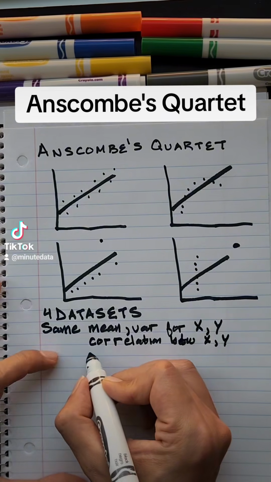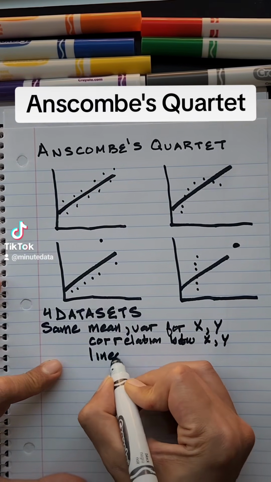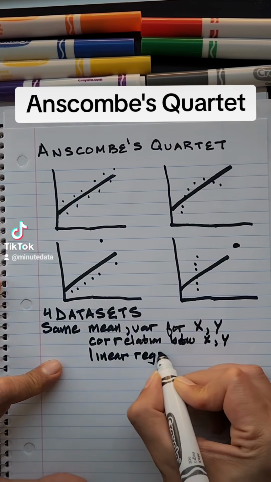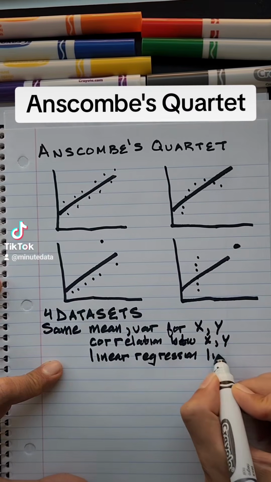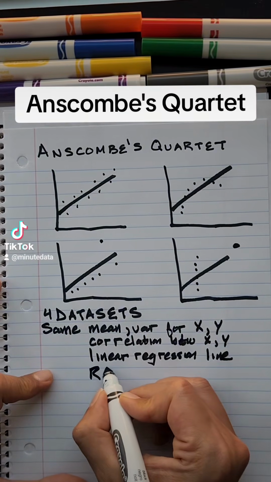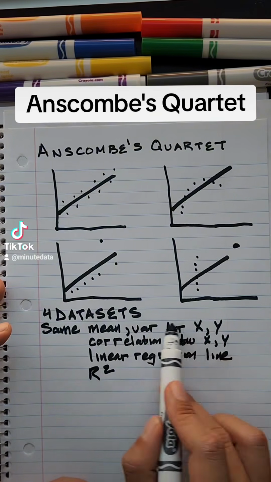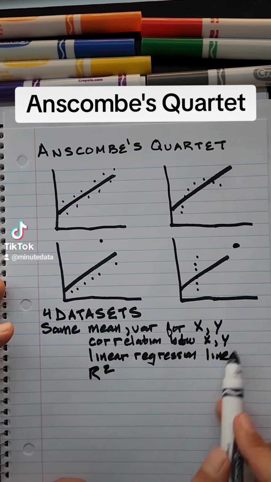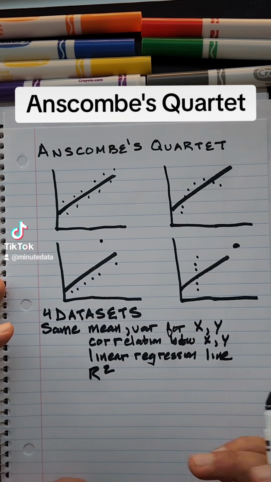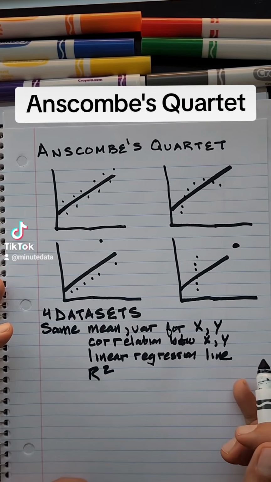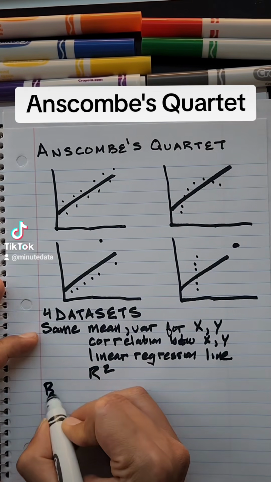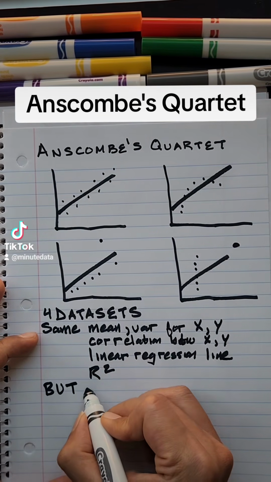Let's also say they have the same linear regression line. And let's say they also have the same r squared. So again, through numerical data analysis, you find all of these very, very same, pretty much identical values in terms of descriptive statistics. But the underlying variable is actually very different.